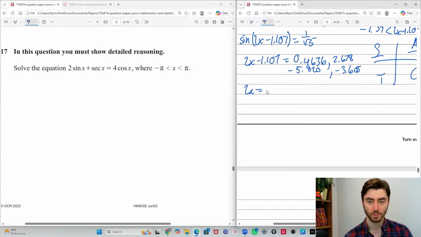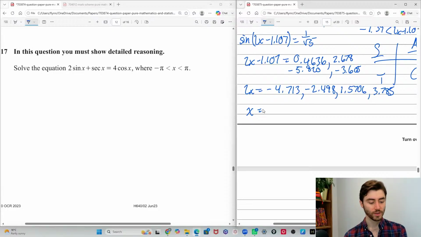So 2x would be equal to that thingy plus 1.107. I would get minus 4.713-ish. This guy, minus 3.605 plus 1.107, I get minus 2.498. This guy, 0.4636 plus 1.107 is 1.5706. 2.678 plus 1.107 is 3.785. And then we divide them all by 2.